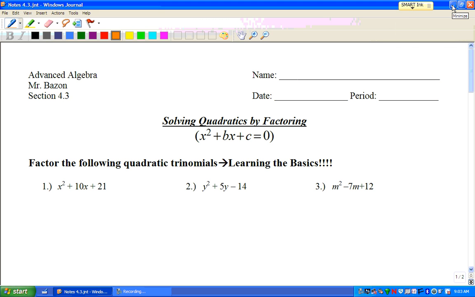All right, today we're going to talk about solving quadratics by factoring. And the quadratics that we're going to talk about factoring are going to be in this form right here, x squared plus bx plus c, where you know that your a value is equal to 1. In the next couple days, we're going to talk about solving quadratics by factoring where your a value is not going to equal 1, but we'll get into that in the next lesson.